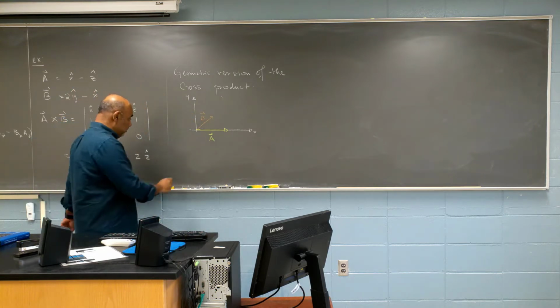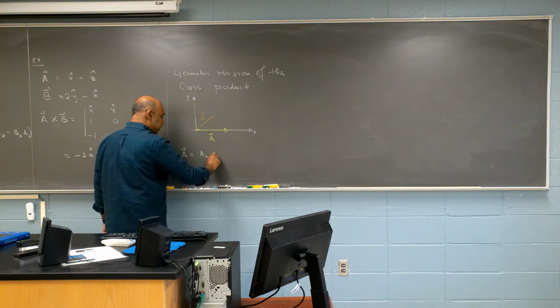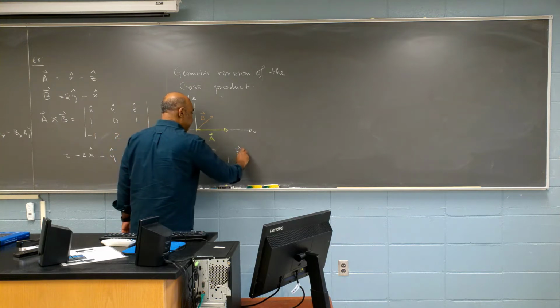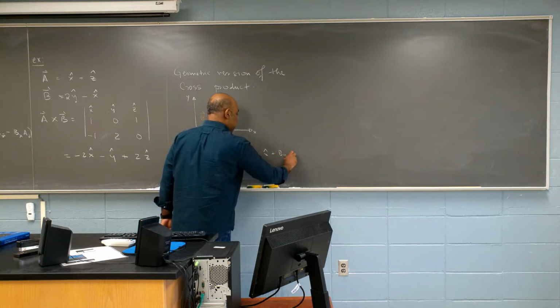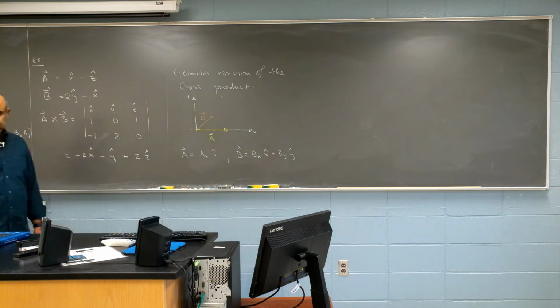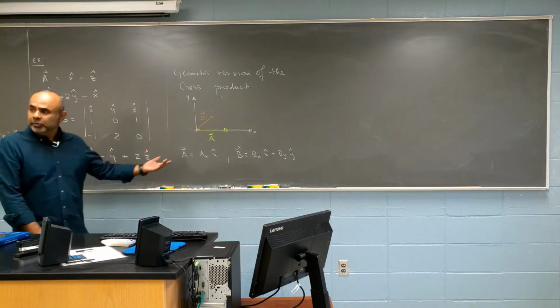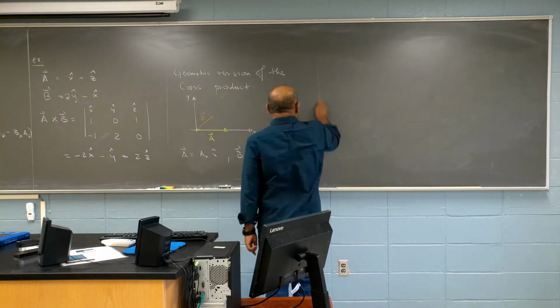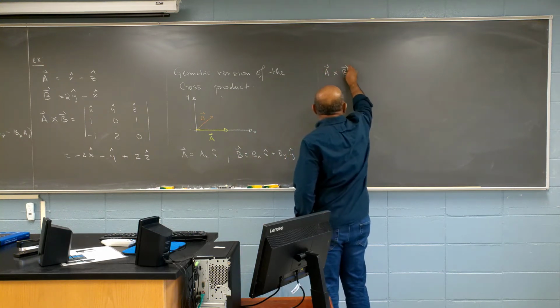So now, by this picture, I know that A is Ax x hat, and B is Bx x hat plus By y hat. It's on the blackboard, there's no z component. Amazingly, A cross B will only have a z component. And we'll see why, because we get a nice result. Okay? Let's do A cross B.